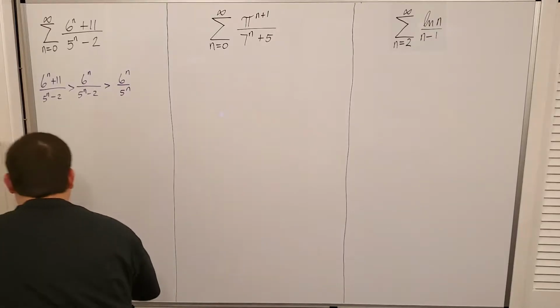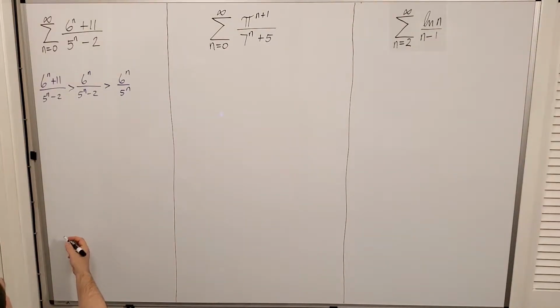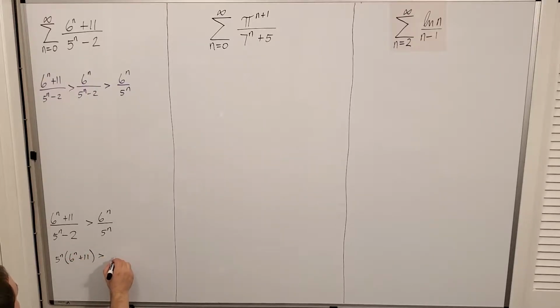Down here, to put it out of the way, I'm going to have (6 to the n plus 11) over (5 to the n minus 2) is greater than 6 to the n over 5 to the n. What I'm going to do is multiply by the common denominator, 5 to the n times (5 to the n minus 2). So essentially what I'm getting is 5 to the n times (6 to the n plus 11) is greater than 6 to the n times (5 to the n minus 2).